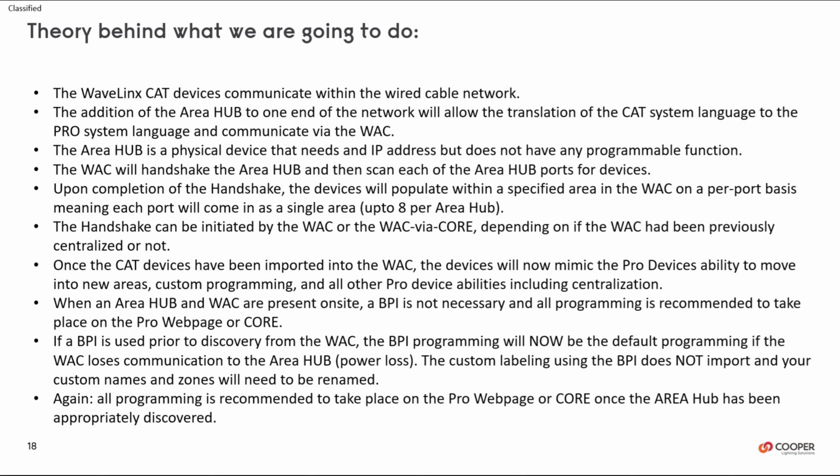The WAC will handshake the Area Hub and then scan each of the Area Hub ports for devices. Upon completion of the handshake, the devices will populate within a specified area in the WAC on a per-port basis, meaning each port will come in as a single area. The handshake can be initiated by the WAC or the WAC via core, depending on if the WAC had been previously centralized or not. Once the CAT devices have been imported into the WAC, the devices will now mimic the PRO device's ability to move into new areas, custom programming, and all of the PRO device abilities, including centralization.